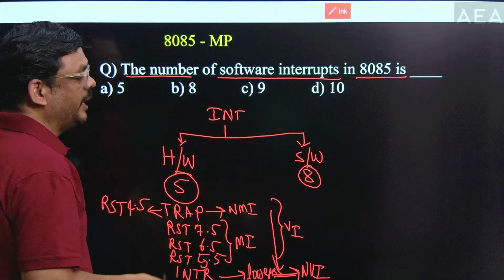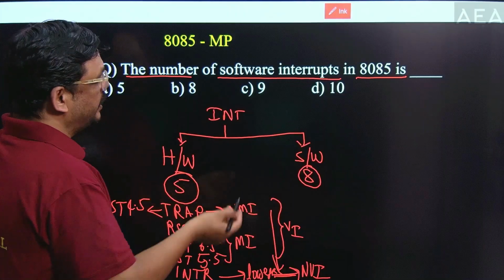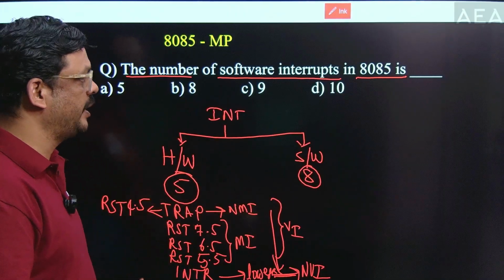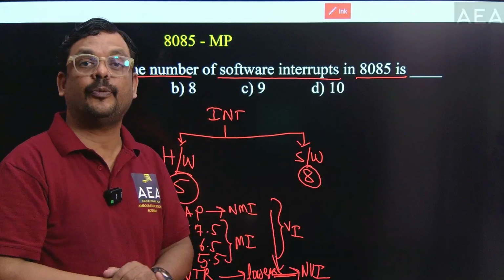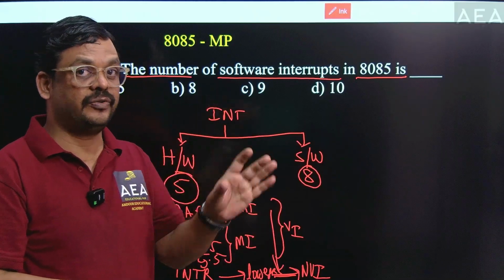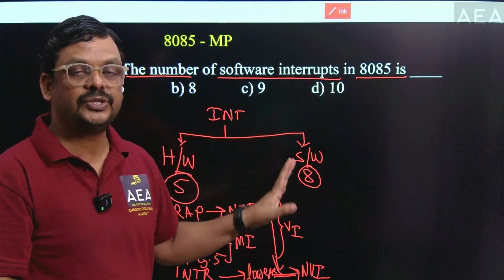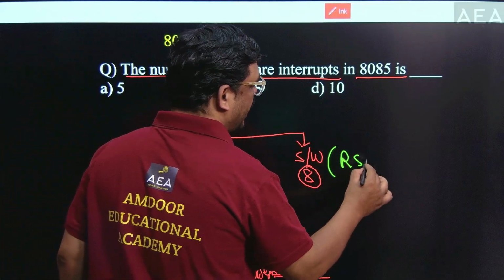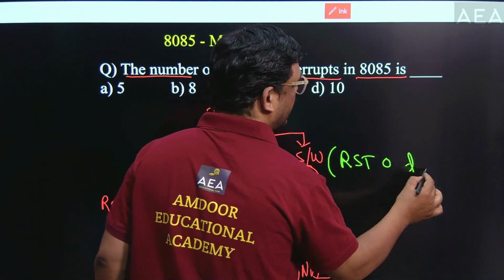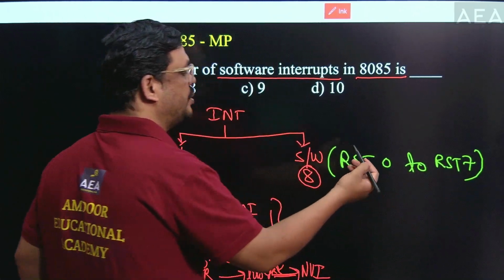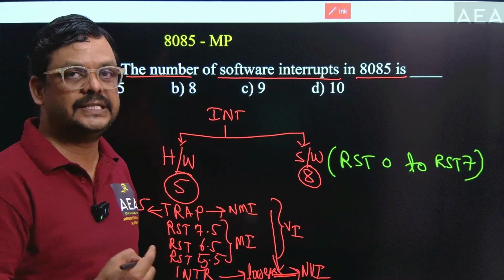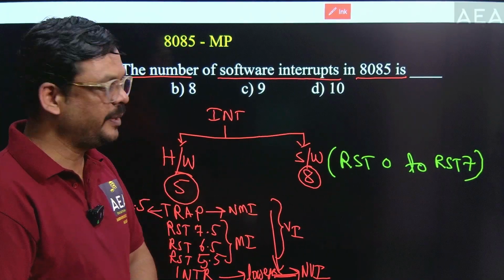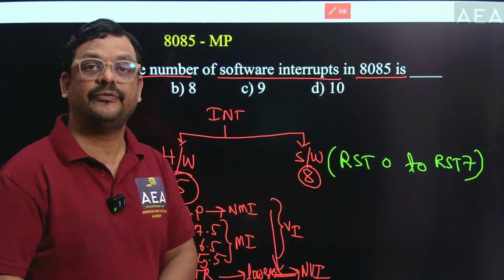And similarly, I will now write about the software interrupts. This 8085 microprocessor consists of a total of 8 software interrupts. 8086 microprocessor consists of 256 software interrupts, but in 8085 it has only 8 software interrupts. Those interrupts are defined from RST 0 to RST 7. So RST 0, 1, 2, 3, 4, 5, 6, 7, up to 7 we can take. Totally it has 8 software interrupts. All these interrupts are vectored interrupts.